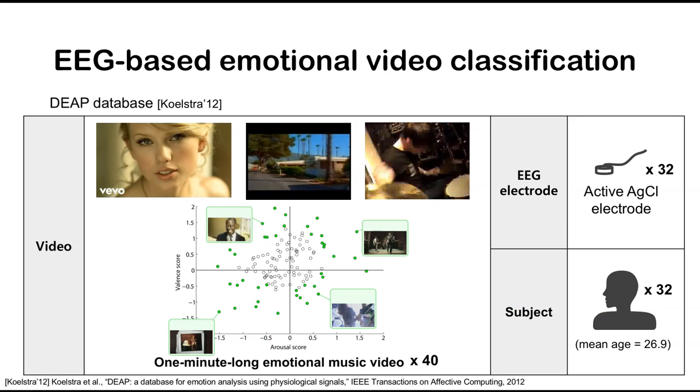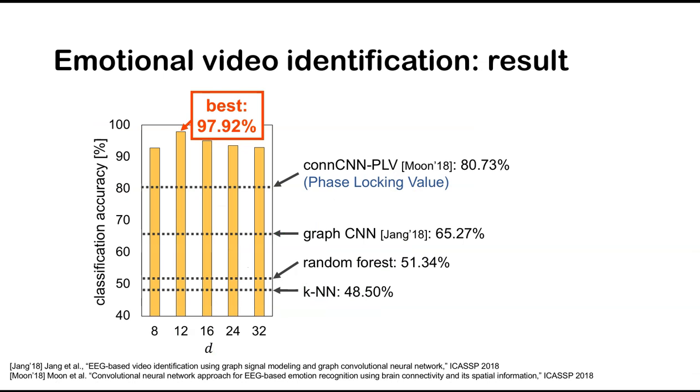Next, we conducted experiments on EEG-based video classification. The task is to identify which video the subject was watching based on 32-channel EEG signals. And in this case, we used the DEAP database. In this experiment, we tested only undirected connectivity matrices because of the high computational complexity of the directed case.